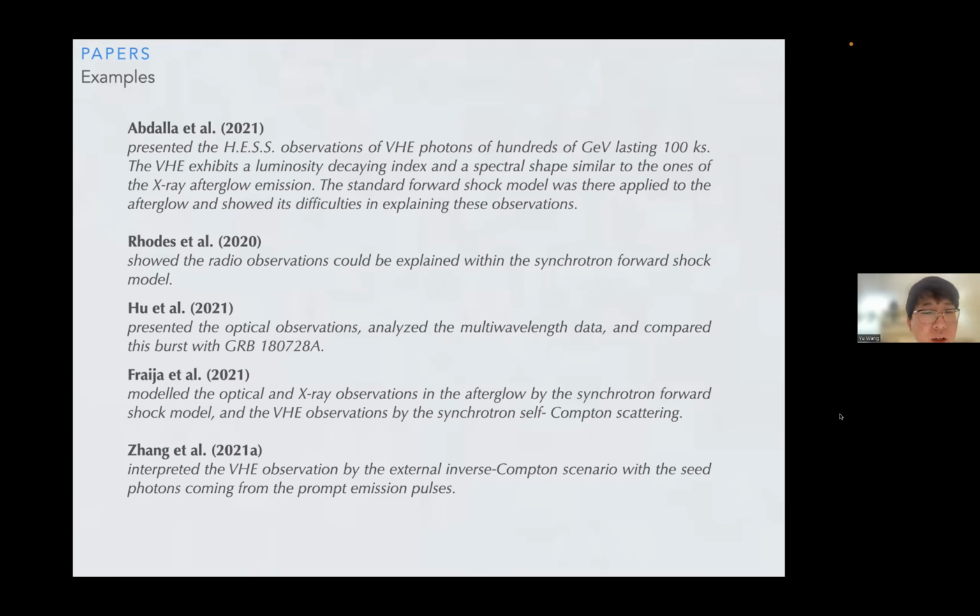Then Hu et al. presented the optical observation, analyzed the multi-band data, and compared it with GRB 180728A. And Fraija et al. modeled the optical and X-ray observation in the afterglow with the synchrotron forward shock model, and they modeled the very high energy observation with the synchrotron self-Compton scenario. Zhang et al. interpreted the very high energy observation with an external inverse Compton scenario, with the seed photons coming from the prompt emission pulses.